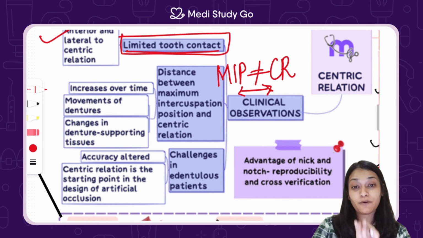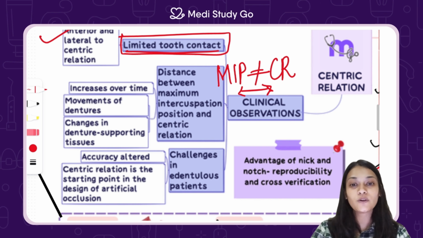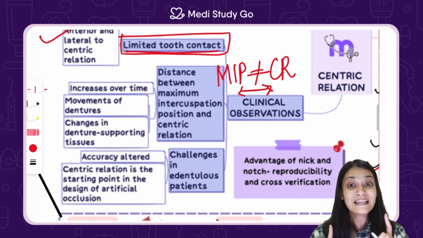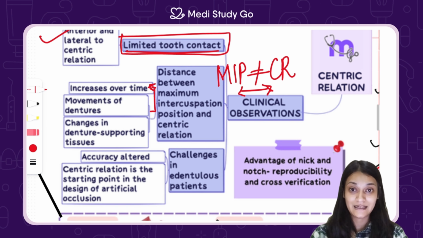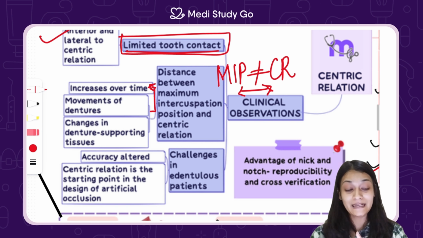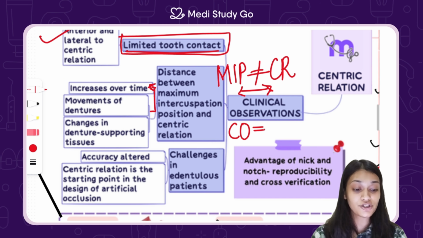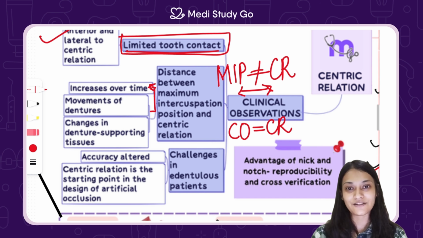What I want you to do is perform one exercise with me. Just try to close your mouth and take your mandible as far behind as possible. There is a gap that is present, right? But that is not how you close it in normal maximum intercuspation position. This can also happen as you age. But if you give complete dentures, the centric occlusion should be established at centric relation.